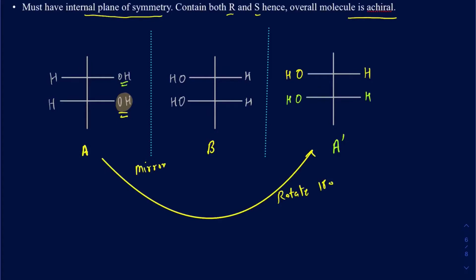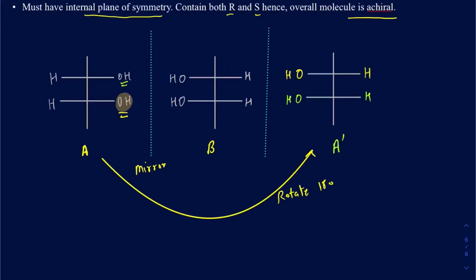So if that was an enantiomer, when you flip this A by 180 degrees and you get an A prime, the A prime and this B should have been an enantiomer as well. So as a result, this cannot be an enantiomer, so it has to be a meso compound. That's one way of looking at it.